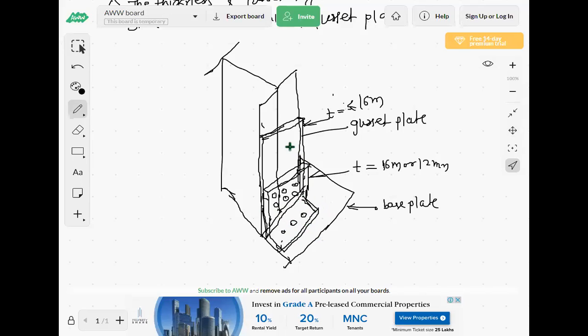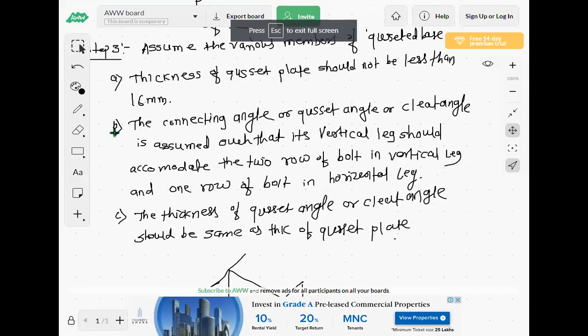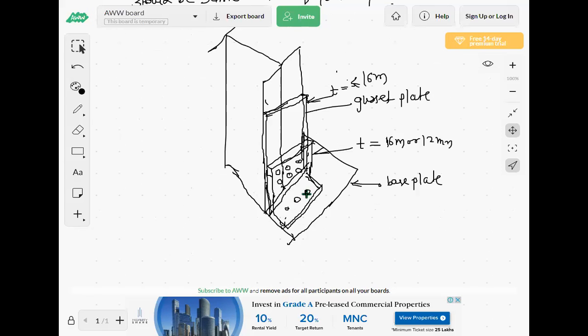The meaning of this point b is that the connecting angle or gusset angle we select from the steel table should be such that the vertical leg accommodates two rows of bolt and the horizontal leg accommodates one row of bolt. It means, here I have shown here.